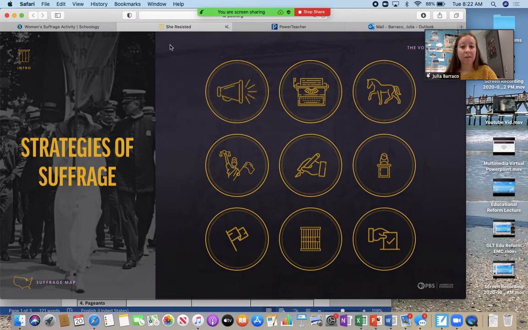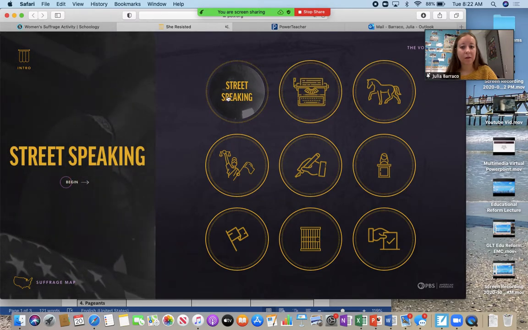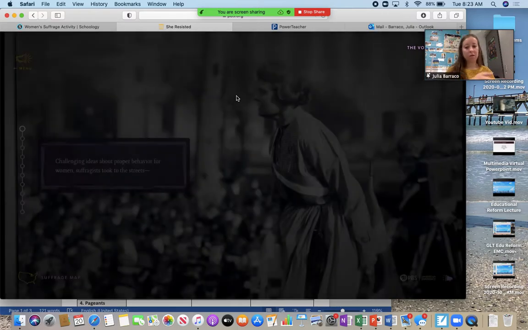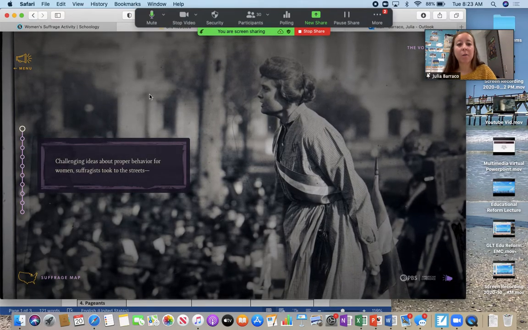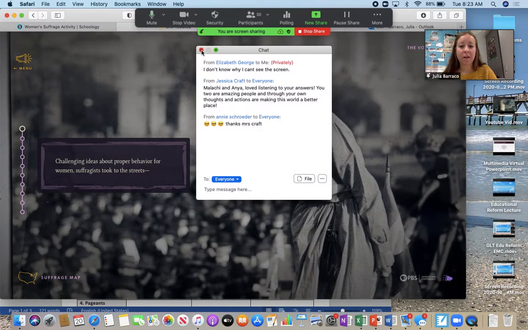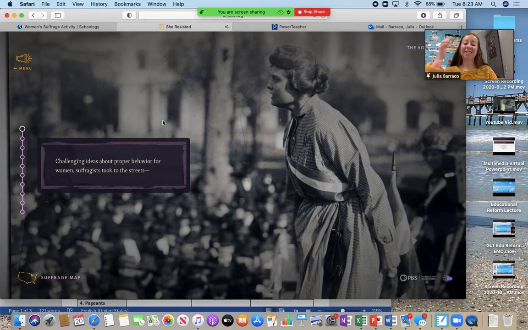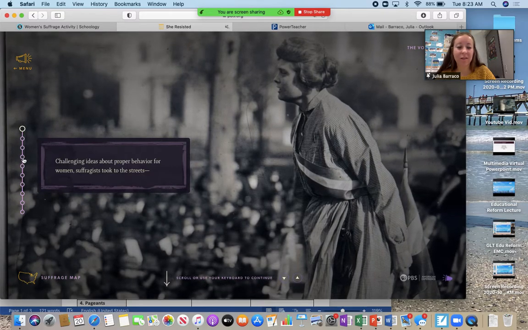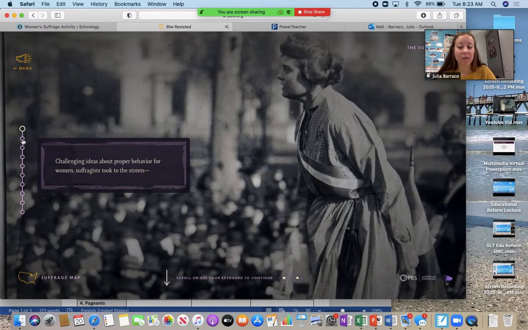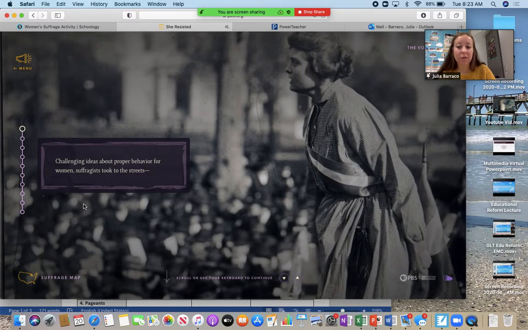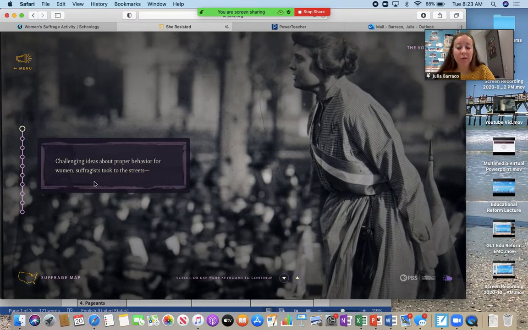So all of these boxes, if you hover over them, it says what they are. So I'm going to click on street speaking. And it'll take me to the first page. And basically once you get here, sorry, I have 2 chats. Okay. So when you get to the page, all these little dots are a different page. None of them are super long. So you can either click on the dots to move, or you can click on your arrows on your keyboard. Either one works. So the first page says challenging ideas about proper behavior for women.